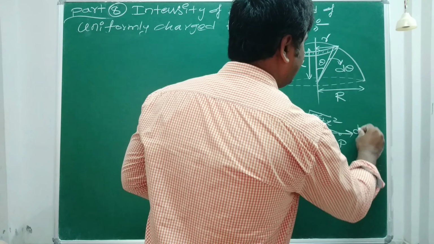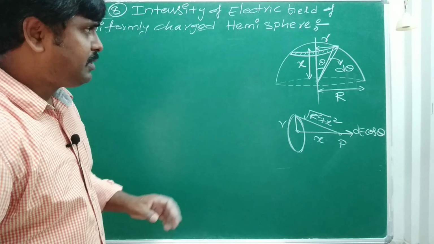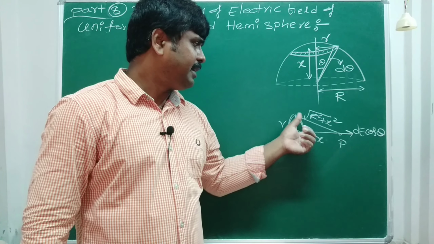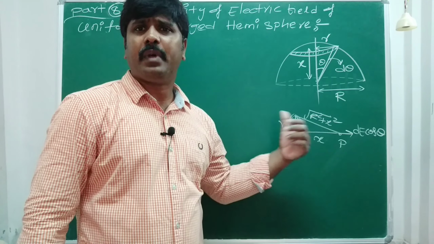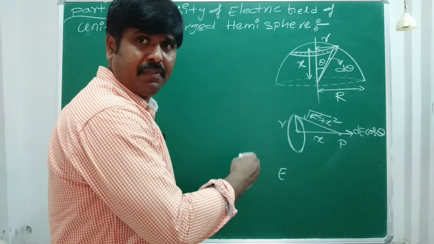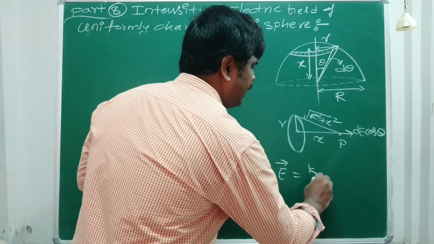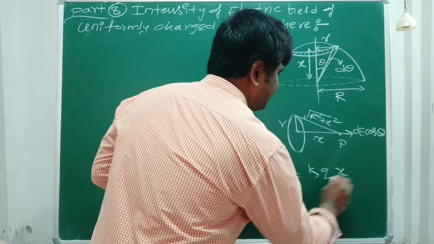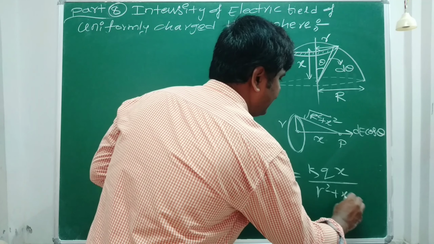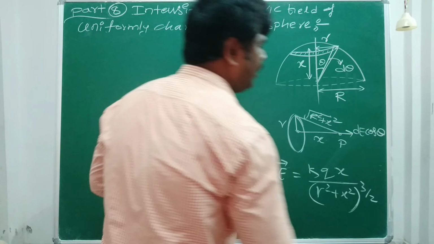This is dE cos theta. Okay, just the hemisphere on which the element is considered. For the element that is in a ring shape, you know very well the electric field intensity of the ring. We did this already in the previous part videos, please watch that. So E bar is equal to kq into x divided by r square plus x square, whole to the power of 3/2.